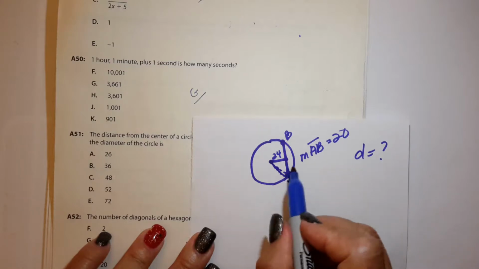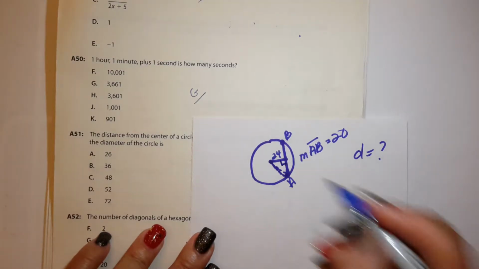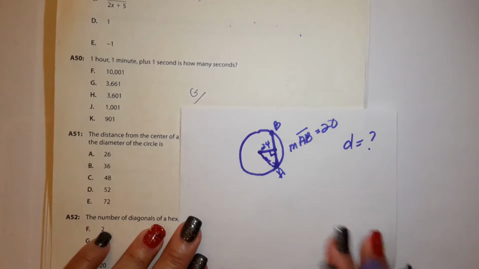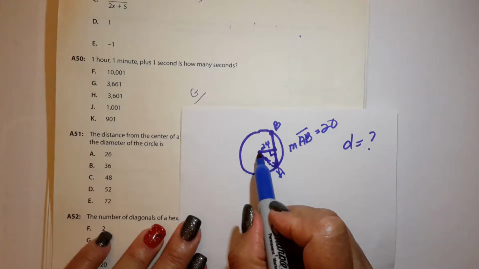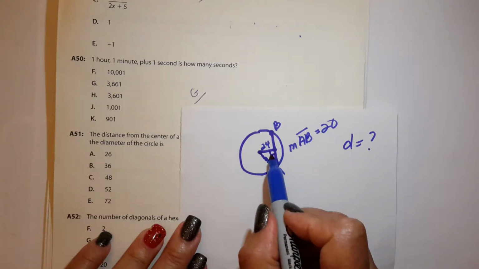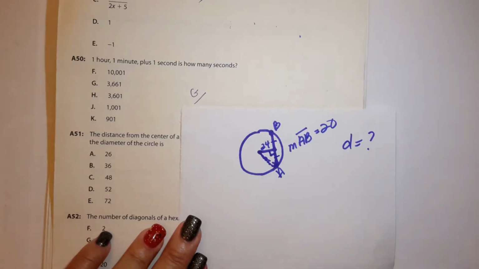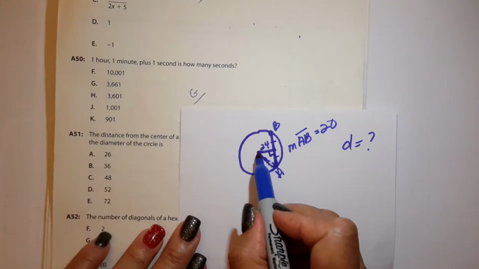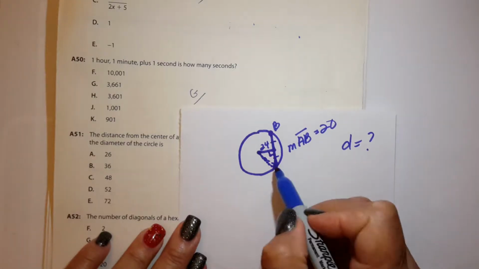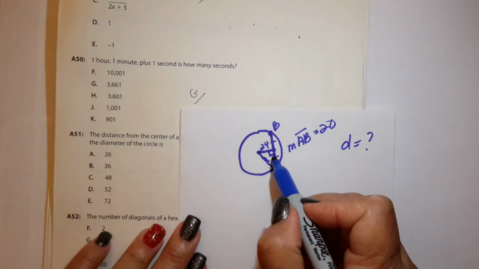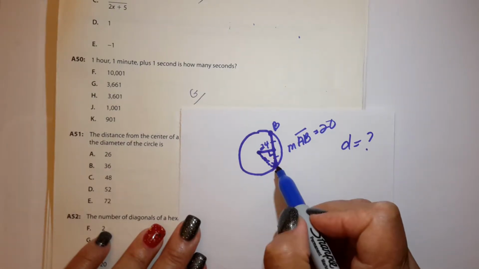So this is what I'm going to do. If you look here, this is going to be a right triangle. How do I know? Because the distance from the center to any chord is perpendicular and is going to divide the chord into two. Let me say it again. The distance from a center to a chord is always perpendicular and also divides the chord into two.